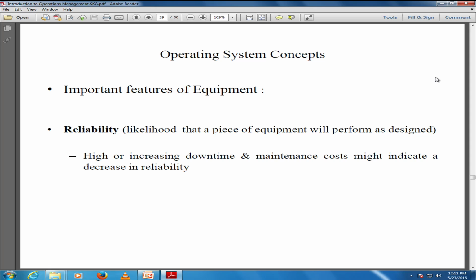So, sticking to those operating guidelines is another very important thing. Reliability is defined as the likelihood that a piece of equipment will perform as designed. High or increasing downtime and maintenance costs might indicate a decrease in reliability. Of course, in this case availability also is another measure. Okay.